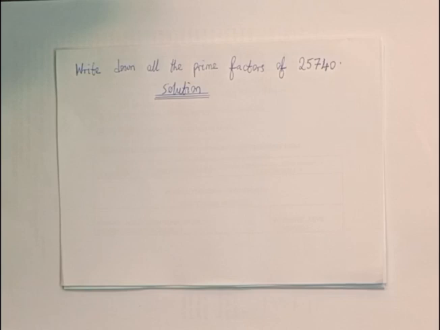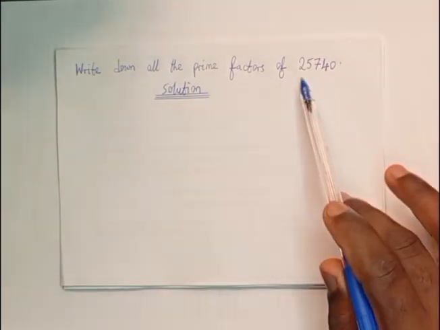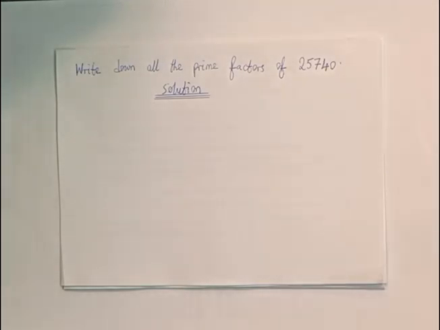prime numbers. Remember, a prime number is simply a positive integer which has two factors, with the factors being 1 and the number itself. For us to get the prime factors of the number 25,740, we are going to divide this number by its prime factors. We are going to make good use of the tabular form.